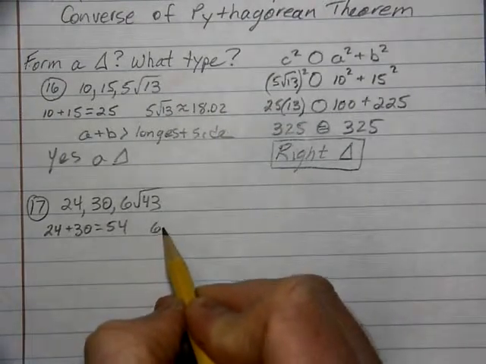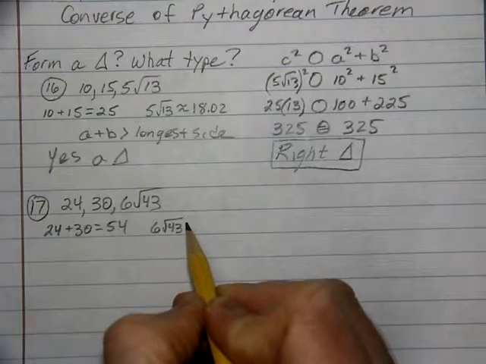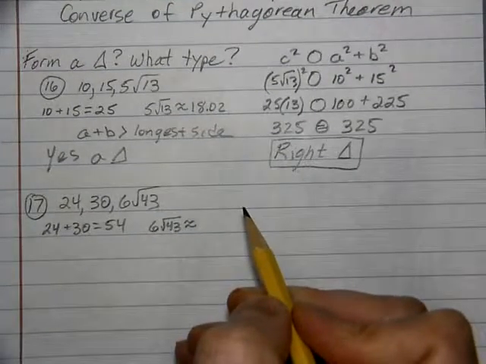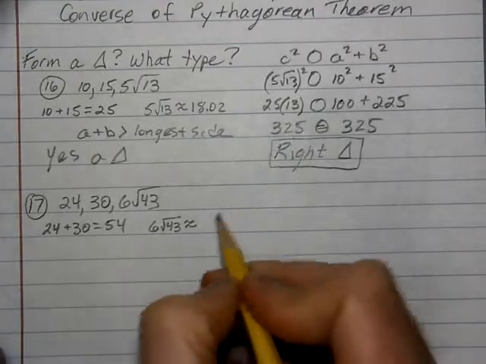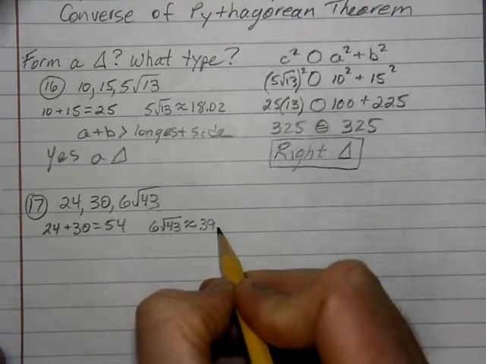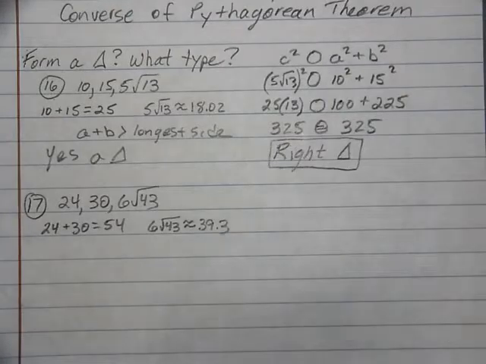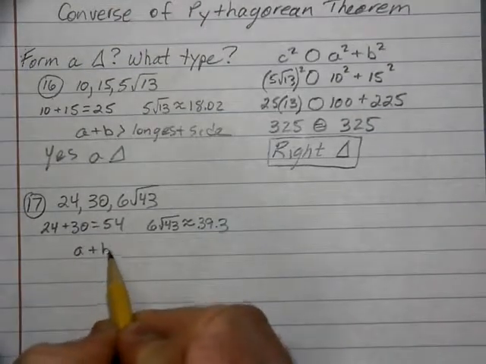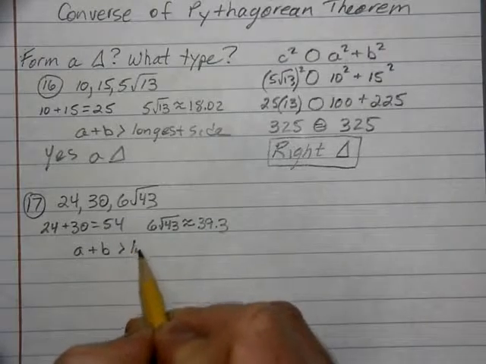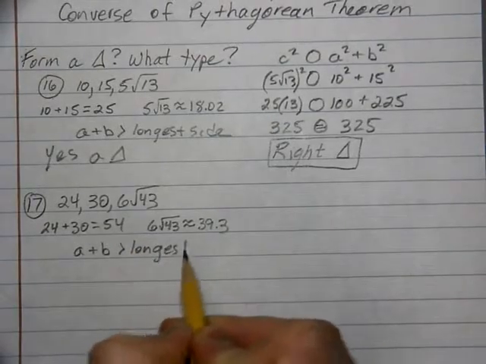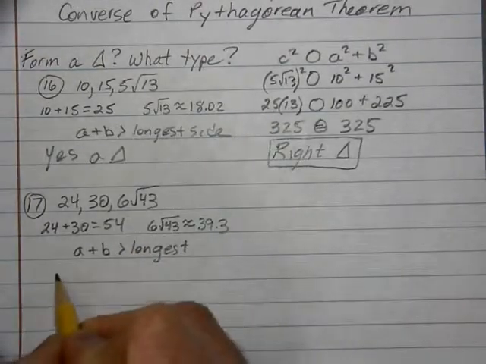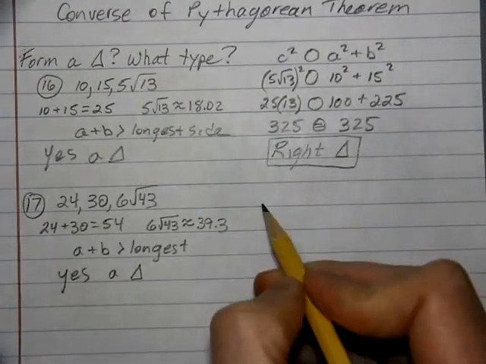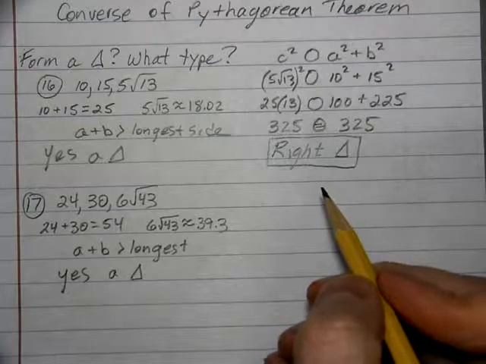We take our 6 square root 43, since that's a funny number. We can plug that into our calculator to see that's about 39.3. So yes, we see that the A plus the B is greater than the longest. So yes, a triangle. So now we're going to test to see what type of triangle that is.